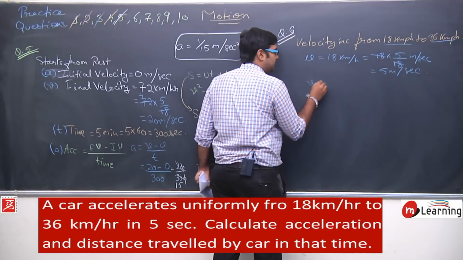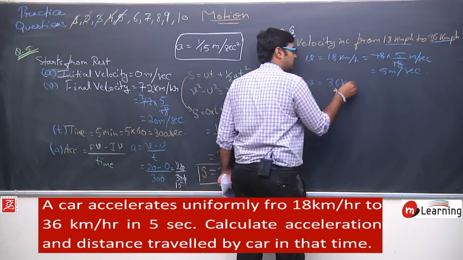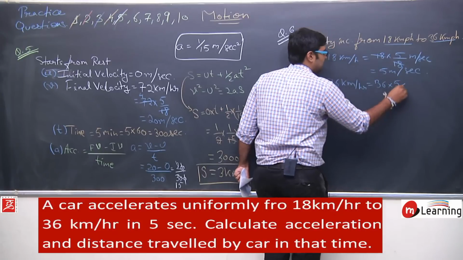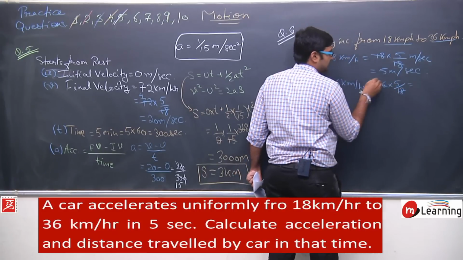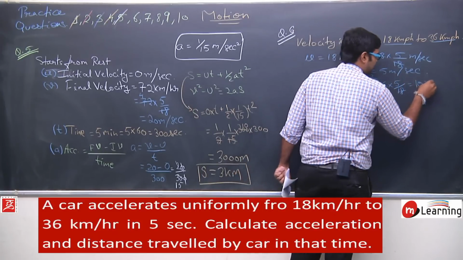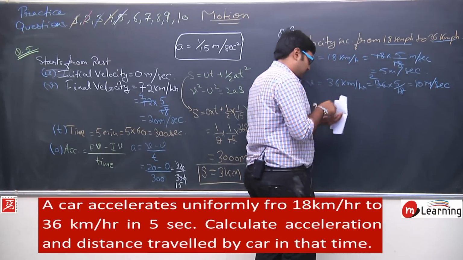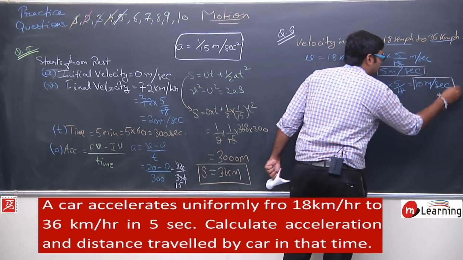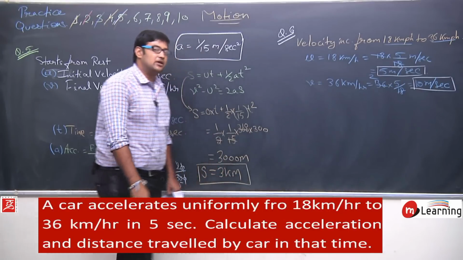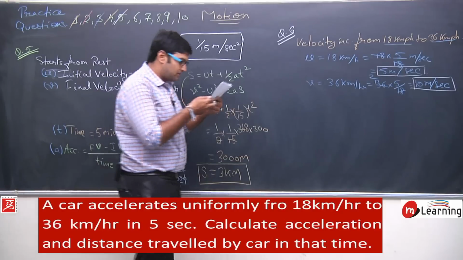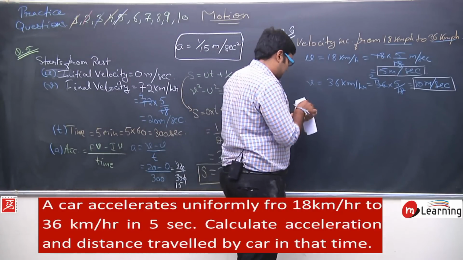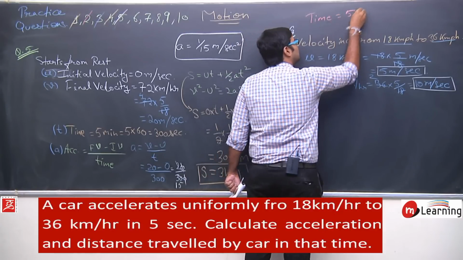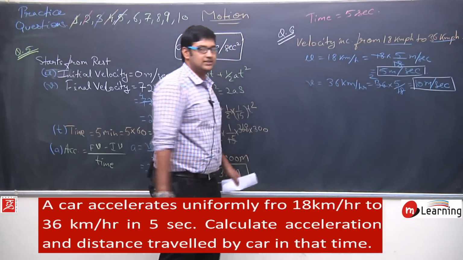Now what is the final velocity v? It is 36 kilometers per hour. When you multiply this 36 by 5 by 18, 18 twos are 36, this is 5 twos are 10 meters per second. So the velocity of this car initially was 5 meters per second and finally it becomes 10 meters per second. In what time frame? The time frame is 5 seconds. So here I can write the time is 5 seconds only. In 5 seconds this situation happened.